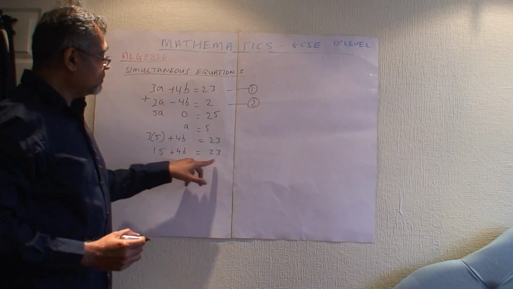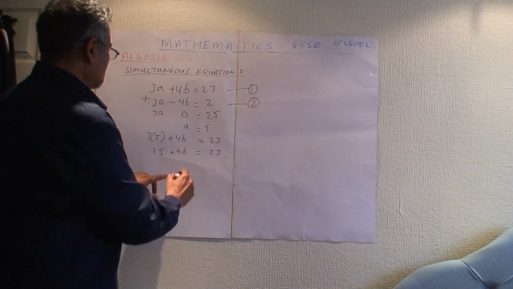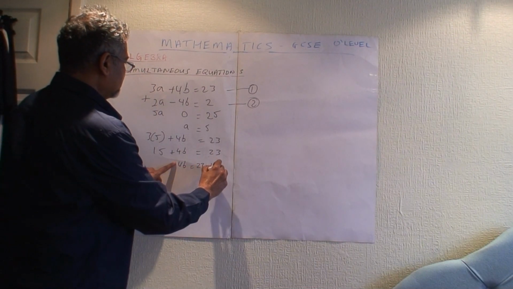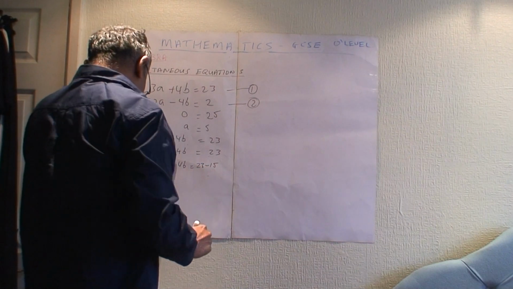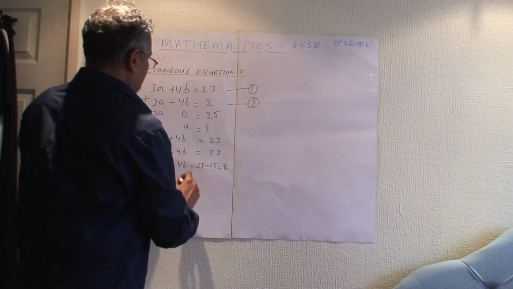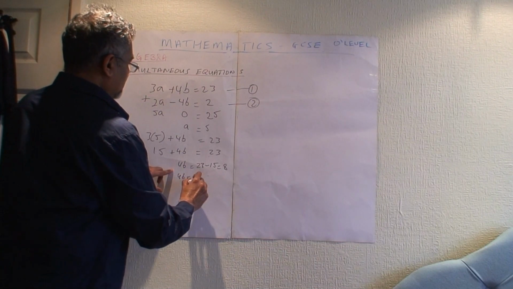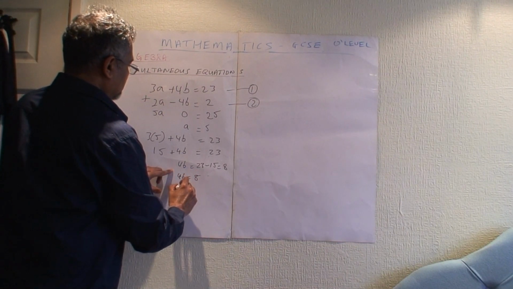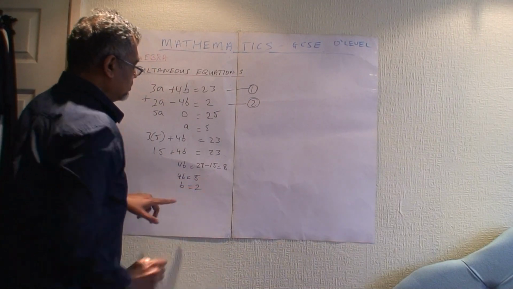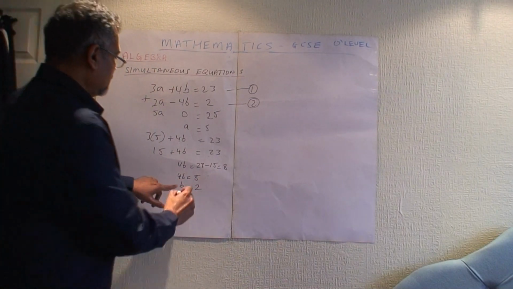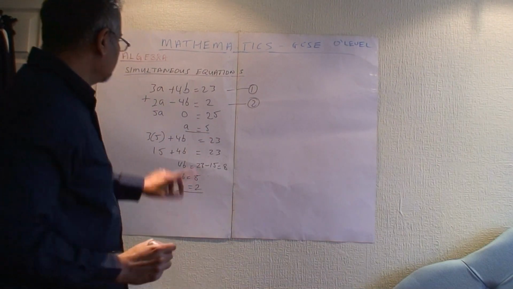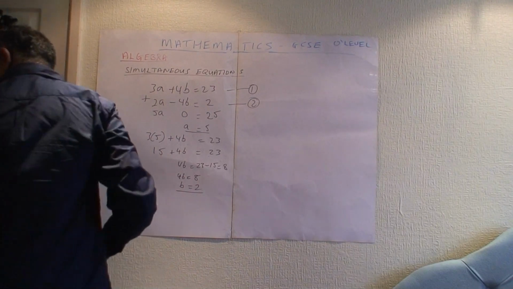You're going to minus 15 on both sides of the equation, so we're left with 4b, because it's 23 minus 15. 23 minus 15 is 8. So 4b is equal to 8. And then b, divide both sides by 4. 8 divided by 4 is 2. So we see the answer is b is 2, a is 5.